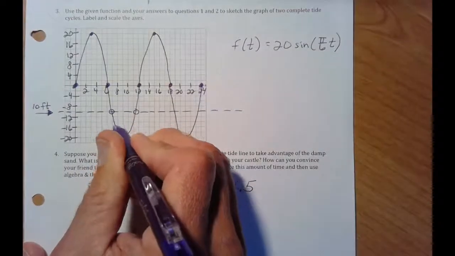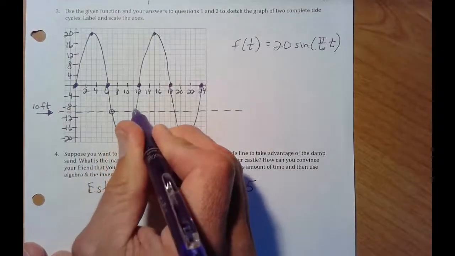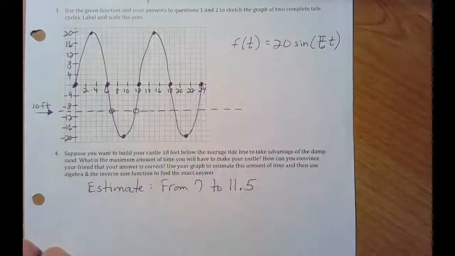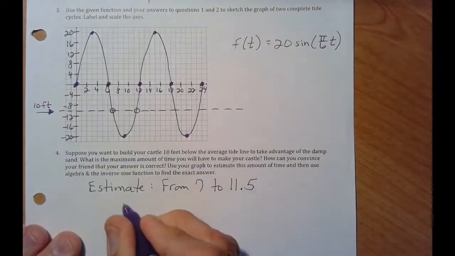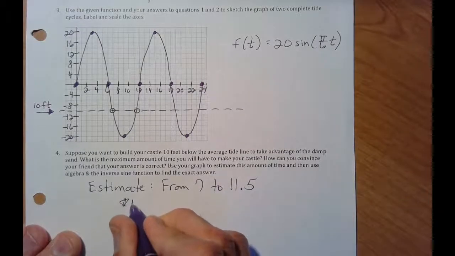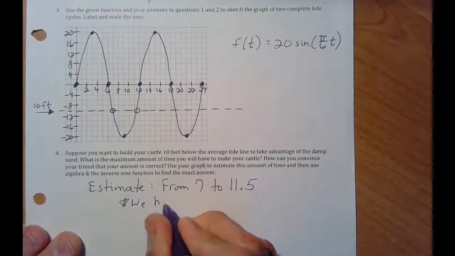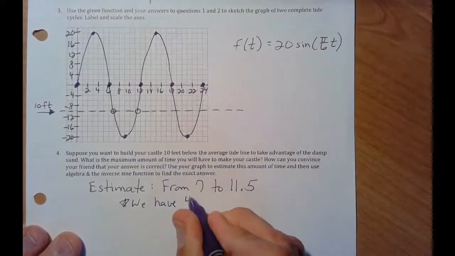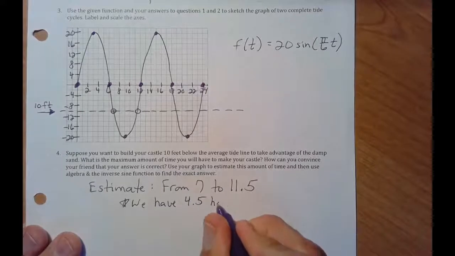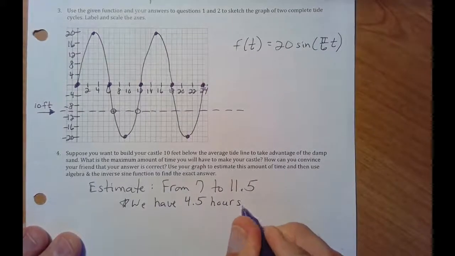And that's just using my graph, so that means the tide would go out. So I'd have dry sand, and the water eventually comes back. So this would be my time frame, from roughly 7 to 11 and a half. So what's the maximum amount of time? From my estimate, from 7 to 11.5, we have 4.5 hours to build that sandcastle.